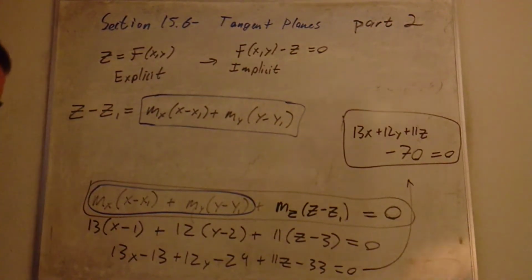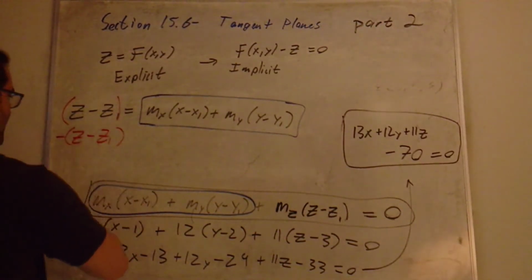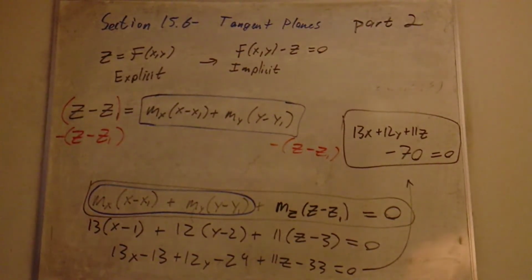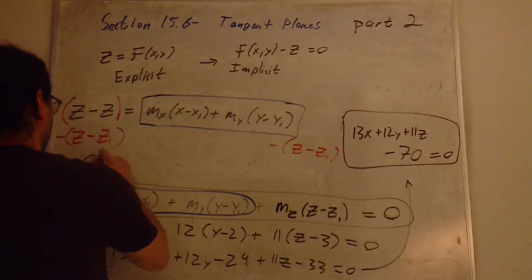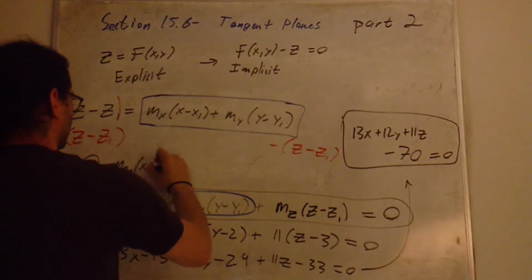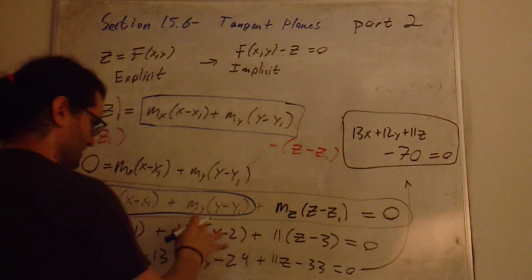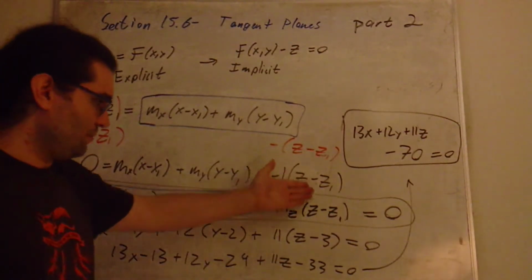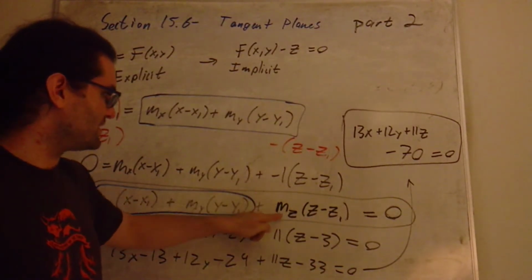So I want to ask what happens if we decide to subtract this whole thing from both sides of the equation. If we do that, we'll get 0 over here, and it will equal mx times x minus x1, still matches here, my times y minus y1, still matches here. We'll get negative 1 times z minus z1, which almost matches here. The z minus z1 matches. We have a defined negative 1 instead of this mz.